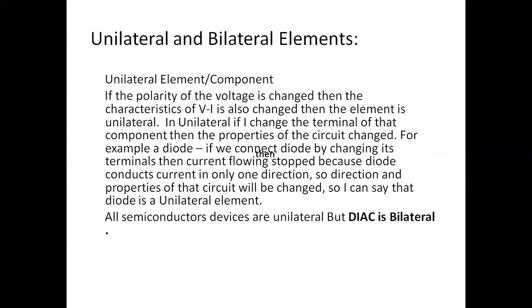For example, if you consider a diode, by changing its terminals, the current flow is stopped because the diode becomes reverse biased. It conducts only in one direction. So we can say that a diode is a unilateral device. All the semiconductor devices are unilateral.